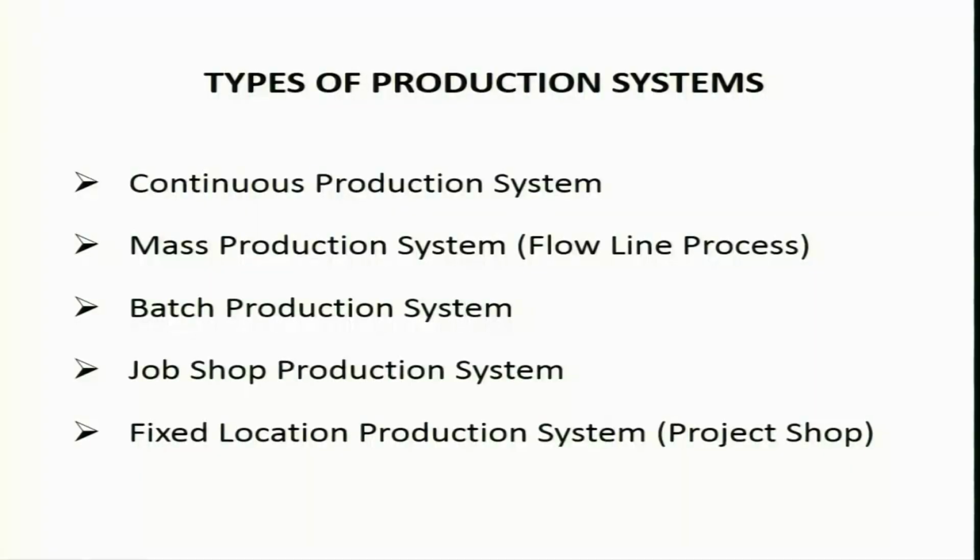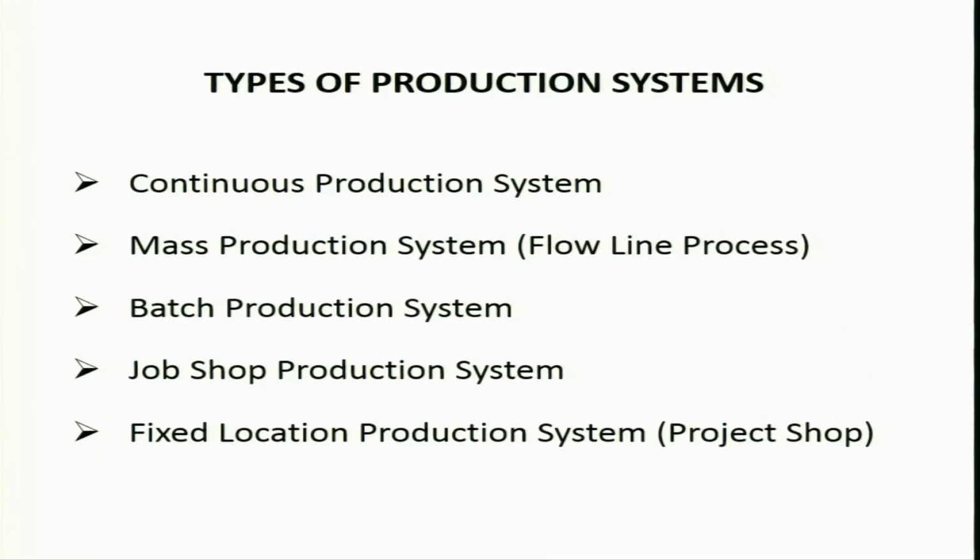So, in that context, we will study the various types of production systems. There are several such classifications and several types of terminologies. We will study first the set which is very popular. By this classification, we can divide our production systems into 5 categories. First is called continuous production system, second is mass production system, third is batch production system, fourth is job shop production system, and fifth is fixed location production system.